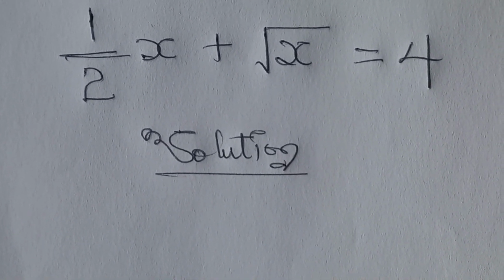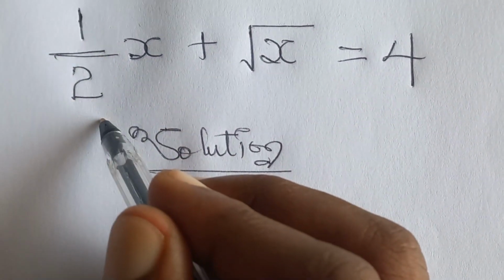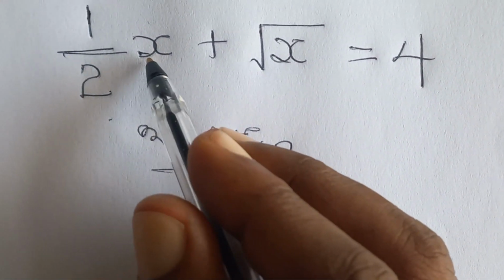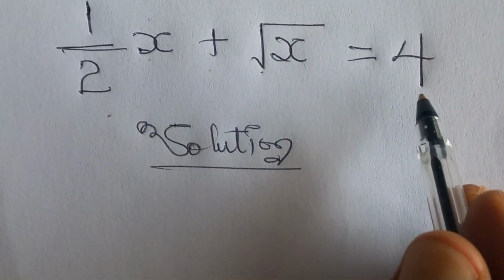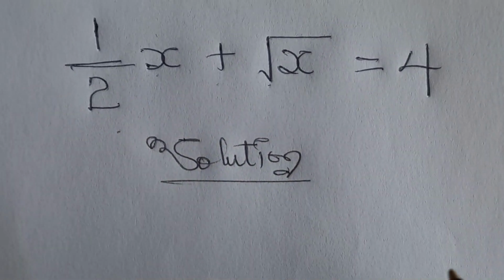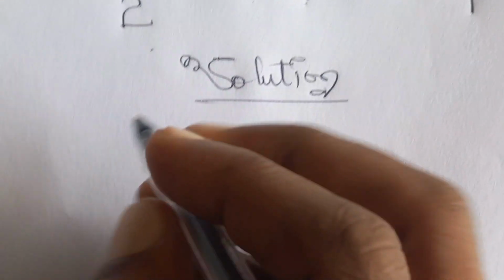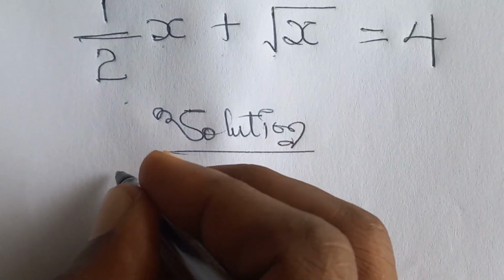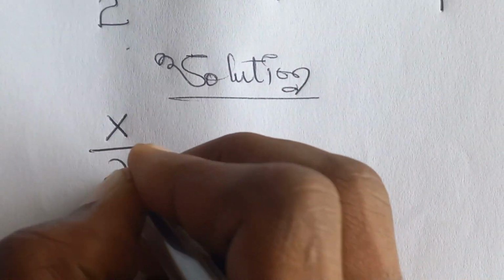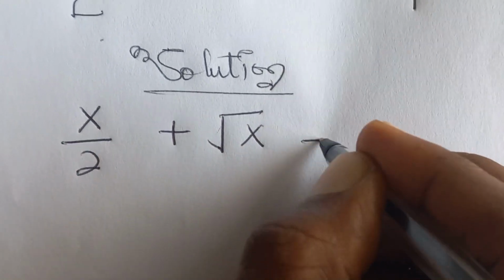So today we are looking at this equation. We have 1 on 2 multiplied by x plus square root of x is equal to 4. So in this case, we are solving for x. So with this, we can rewrite half of x as x on 2, and square root of x is equal to 4.